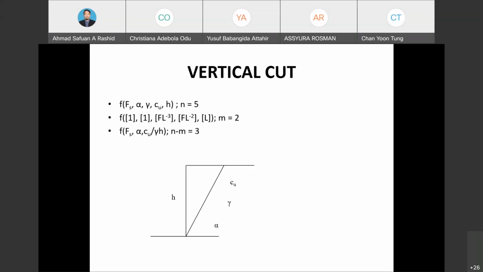Okay. Any question on this dimensionless equation? I guess except for the construction management students, the other students can use this approach in your study. Okay, if not, we may continue to the next topic.